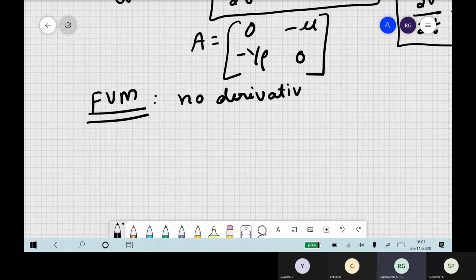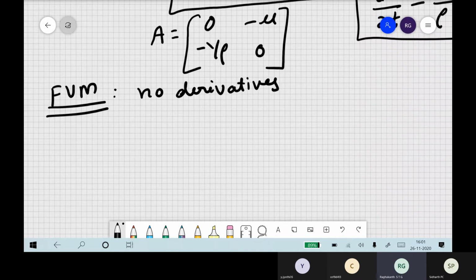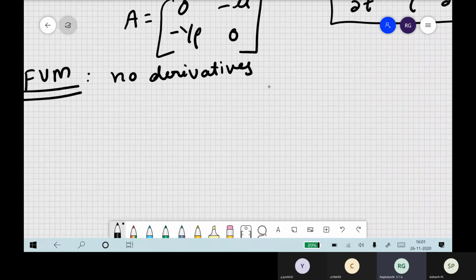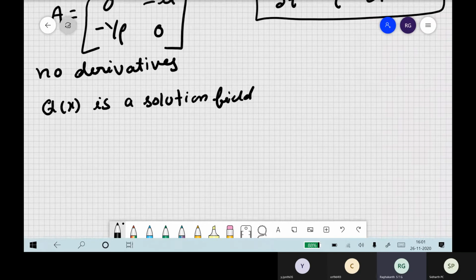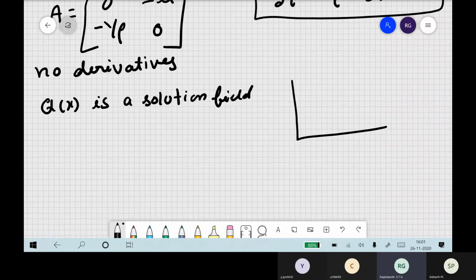Okay, so the derivatives are replaced with the integrals, kind of a thing. So we do it in an integral format. Let us say q of x is a solution field, or a displacement field, or a stress field, or it may be anything. Let us say it is varying with respect to x.